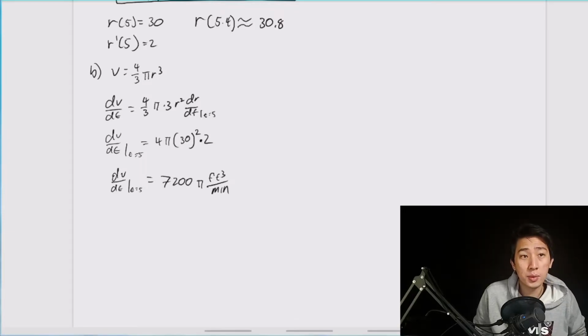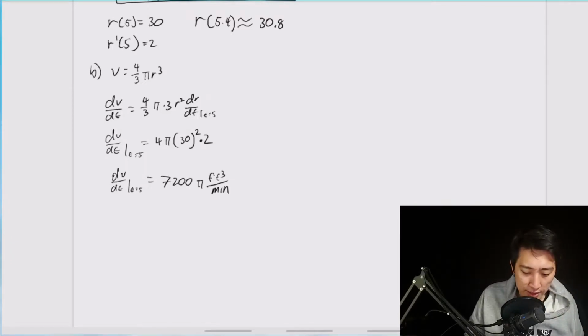Again, this is just a simple related rates question. They give you your volume function, you take the derivative, and when you take the derivative, don't forget your derivative is with respect to time, so you do need to add on that additional dr/dt. You can't derive for free.